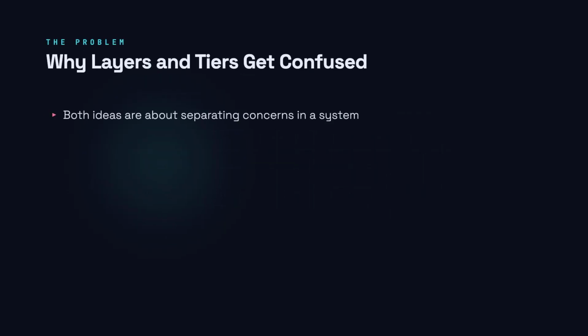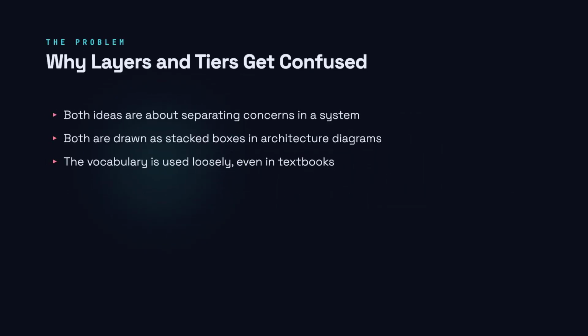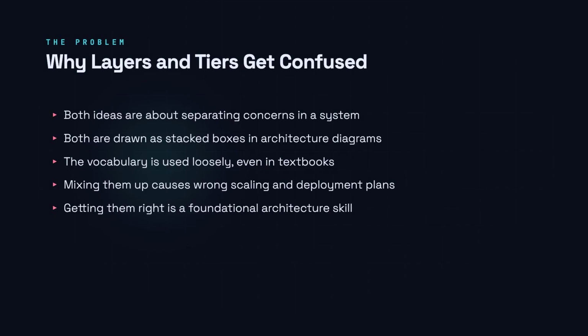The confusion is understandable. Both layers and tiers are tools for organizing a system, and both show up as stacked boxes on a whiteboard. But one is about how you organize your code, and the other is about where that code actually runs. Using the wrong mental model means you might try to scale something you cannot, or pay for infrastructure you do not need.